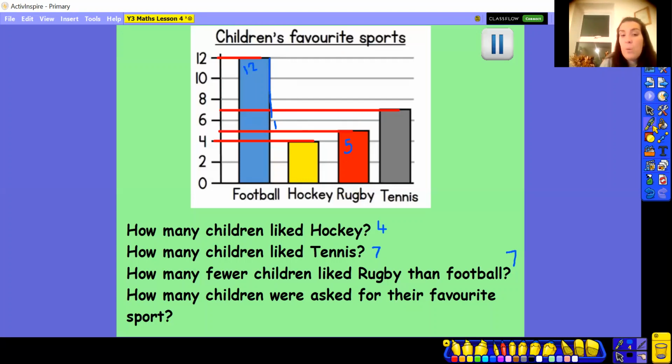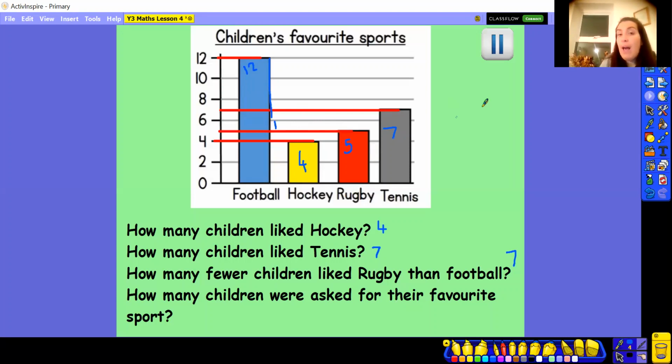The final question was how many children were asked for their favourite sport? Well, to do that, you need to know how many children were in each category. We've just worked out that there were 12 who chose football. We've said that hockey was 4 children, rugby was 5, and tennis was 7. It's asking you to find the total altogether of how many there were. So it's up to you how you work this out. You might say that you're going to add the 2 together and then add these 2 together and find the total, or you might add as you go along.